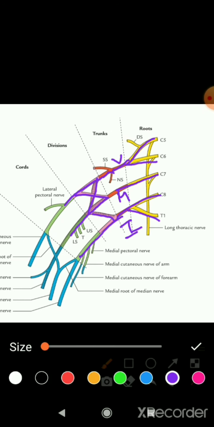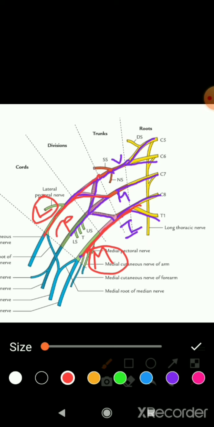Then come to the cords. There are 3 cords: lateral cord, this is medial cord, and this is posterior cord. How are they formed? The lateral cord is formed by the anterior division of the upper trunk and anterior division of the middle trunk. They together form the lateral cord. And then come to the medial cord. The medial cord is formed by the anterior division of the inferior trunk or lower trunk.